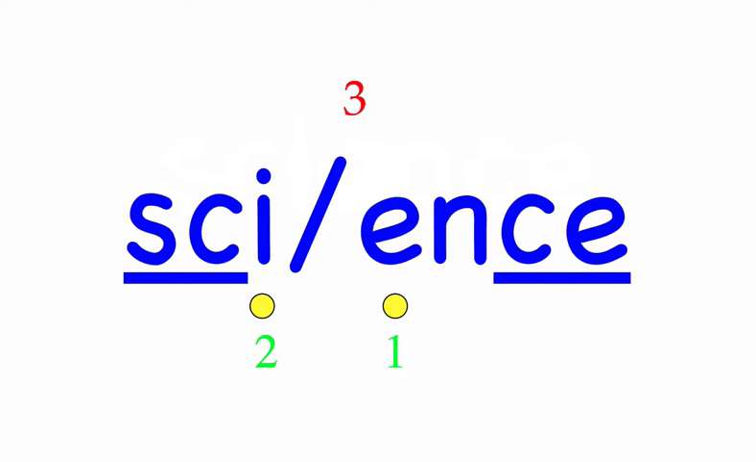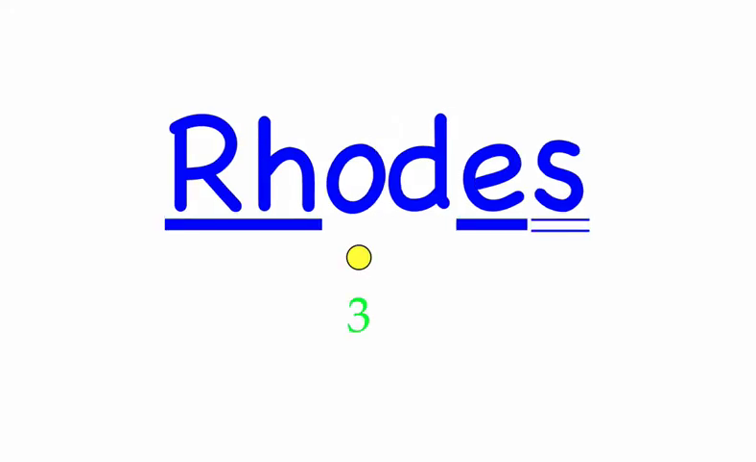Rhodes. Rhodes is an island in Greece. Rhodes. Four sounds. R, O, D, Z. Rhodes. Mark this word. We capitalize the R because it is a name of an island.